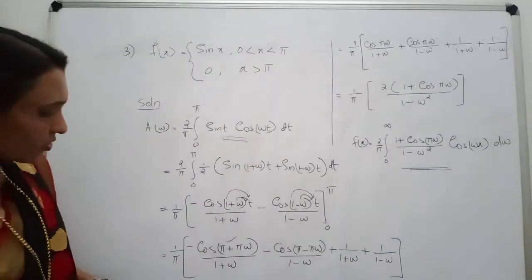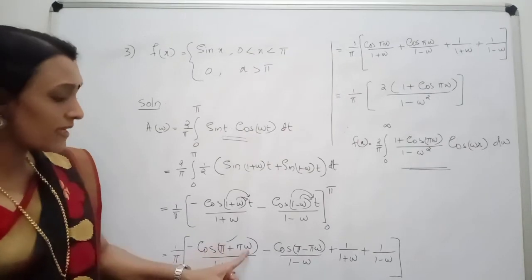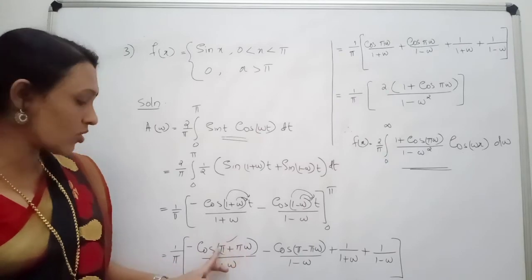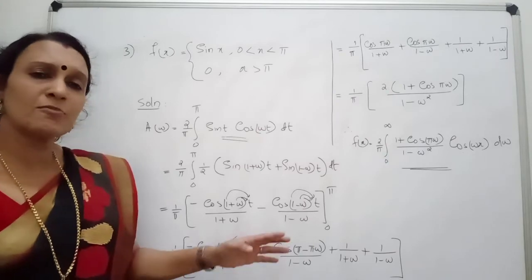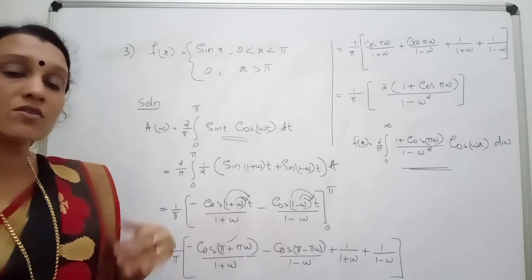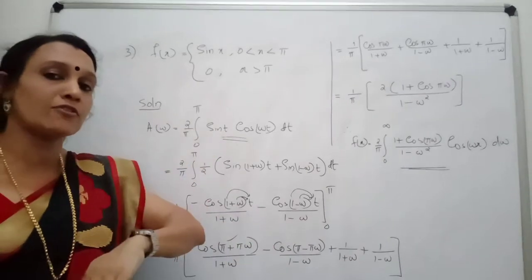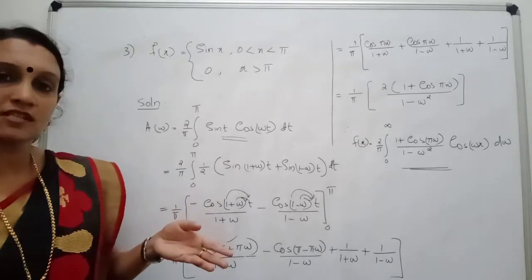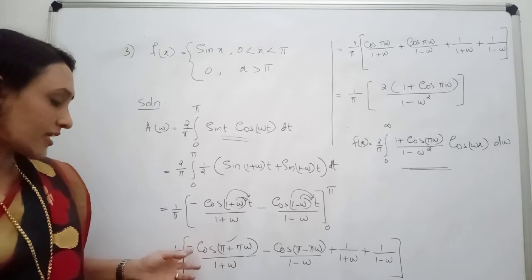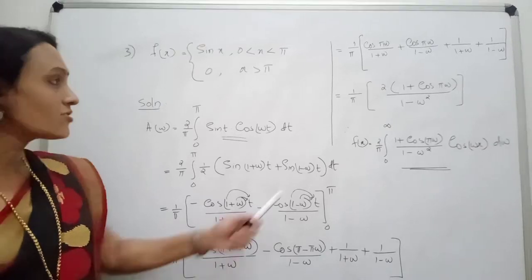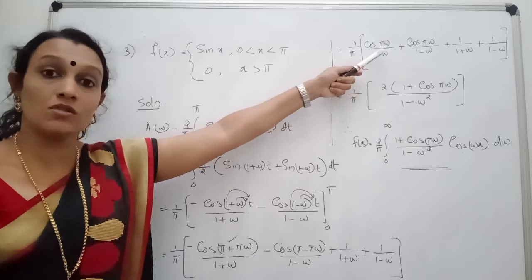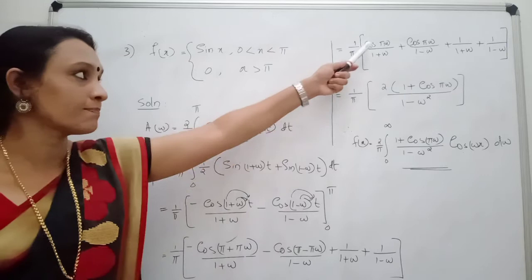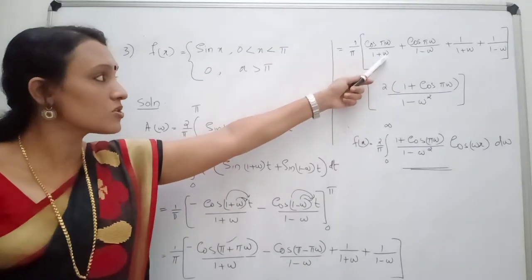And one more thing here. Cos of pi plus pi omega, what does it give? Pi means 180. So, cos of 180 plus theta. In small classes you have done cos 180 plus theta. 180 plus theta belongs to the third quadrant. In the third quadrant, cos is negative. So it is minus cos theta. And already one minus sign. So, minus of minus, it is plus cos of pi omega. Cos 180 plus theta is minus cos theta. Here minus gets cancelled, so cos theta. So, cos pi omega divided by 1 plus omega, plus.